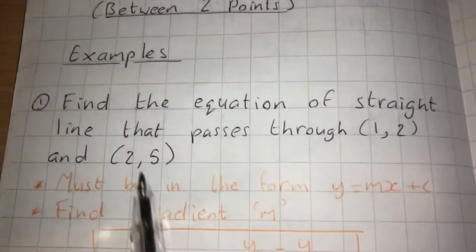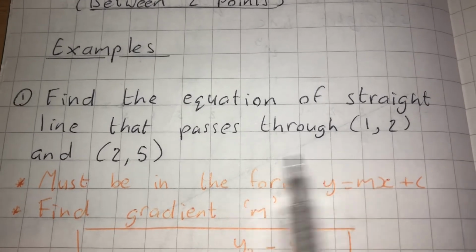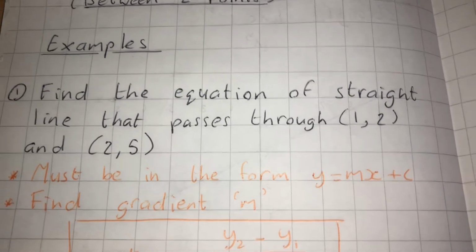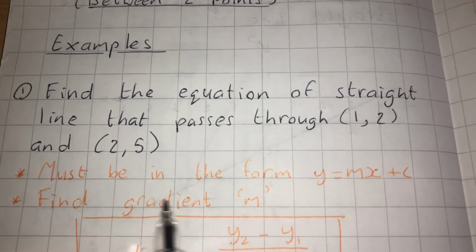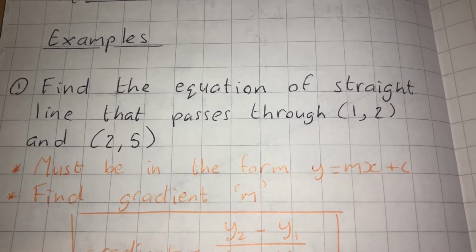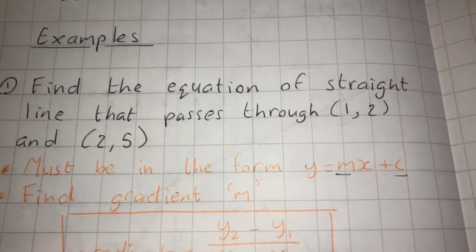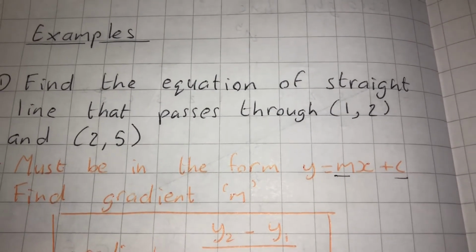Okay, so we've been asked to find the equation of a straight line that passes through the points (1, 2) and (2, 5), and we don't have an xy axis to plot these points and to look at what this line would actually look like. We must write it in the form y equals mx plus c. So basically we are trying to find the values of m and c, and if you remember in the previous video, m is quite simply the gradient and c is the y-intercept.